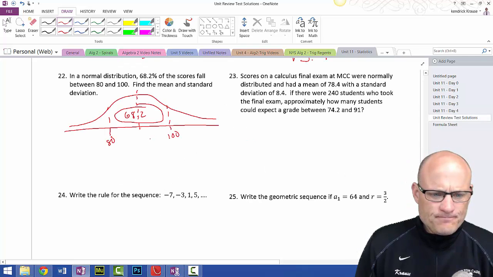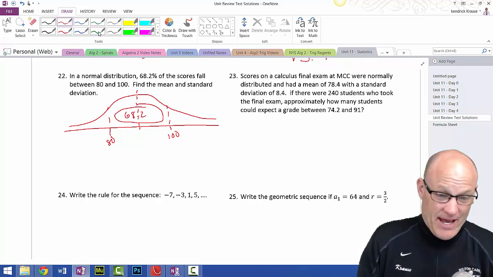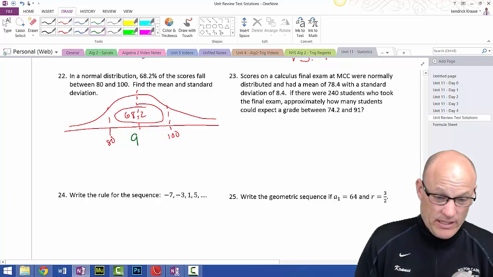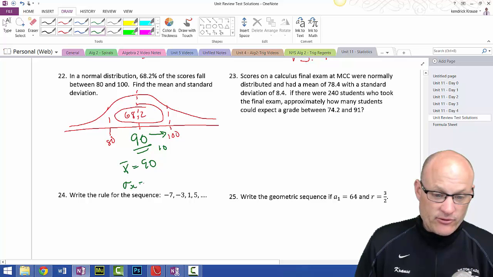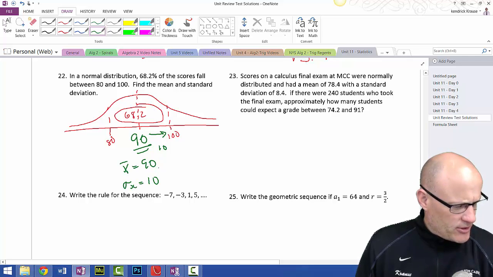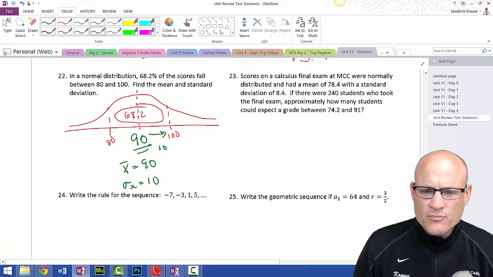So the mean is going to be right smack dab in the middle. So that would be 90. And clearly then my standard deviation would be 10. So the X bar is 90 and my standard deviation is 10. Is that it? Is that all there is to that problem? Good. Rock on.